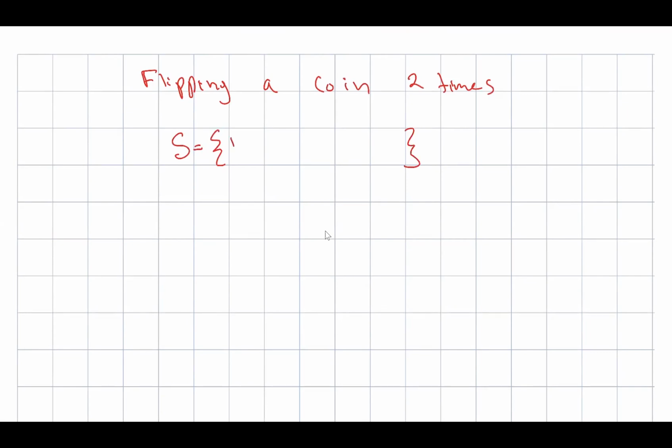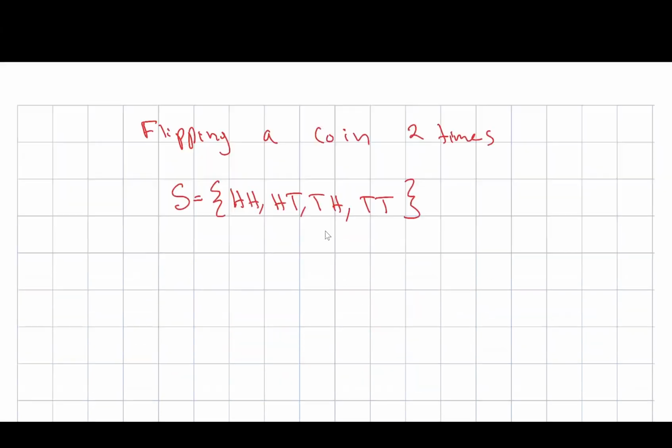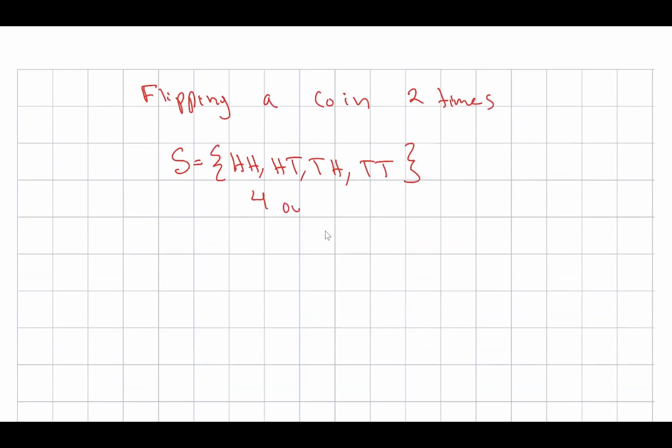Cool. So we have heads, heads. We have heads, tails. We have tails, heads. And lastly, we have tails, tails. Everybody good with that idea? All right. In this sample space, how many outcomes do I have? So we say, oops, 4 outcomes. So in this sample space, we have 4 outcomes.